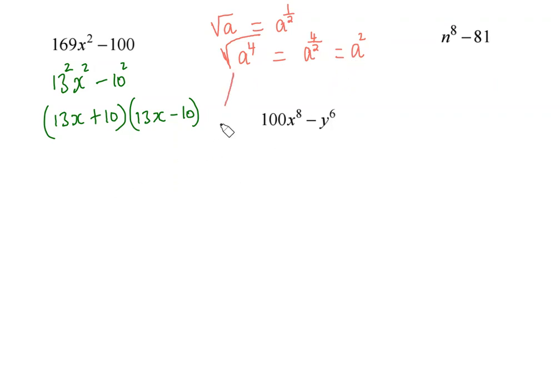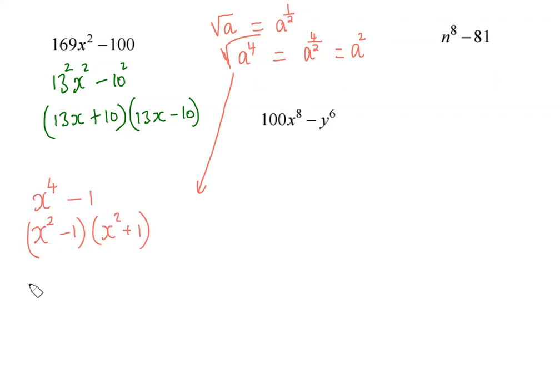So if I'm to have, let's say, x to the power of 4 minus 1, I know that the square root of x to the power of 4 is x squared. So it's going to be x squared minus 1, x squared plus 1. So you add and subtract.